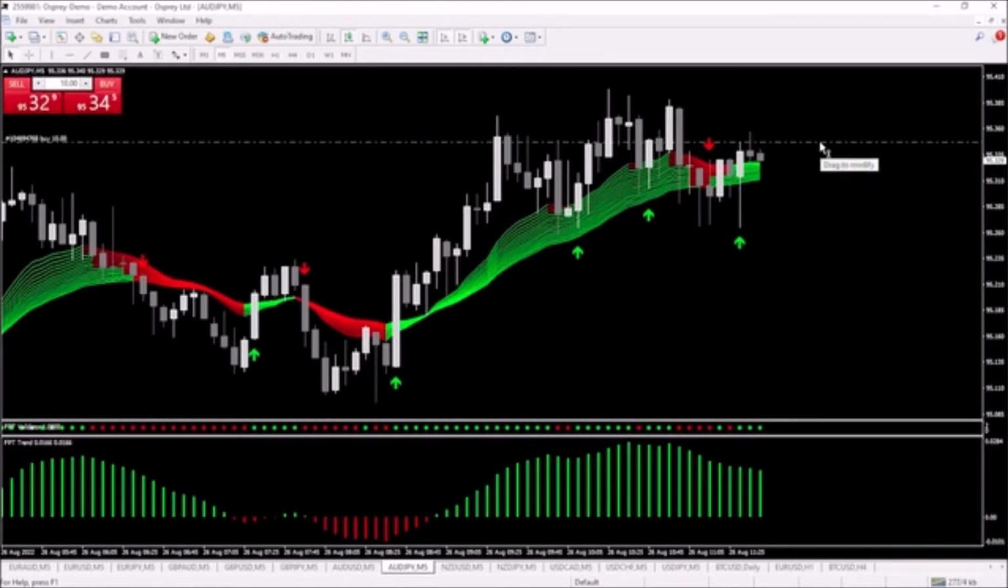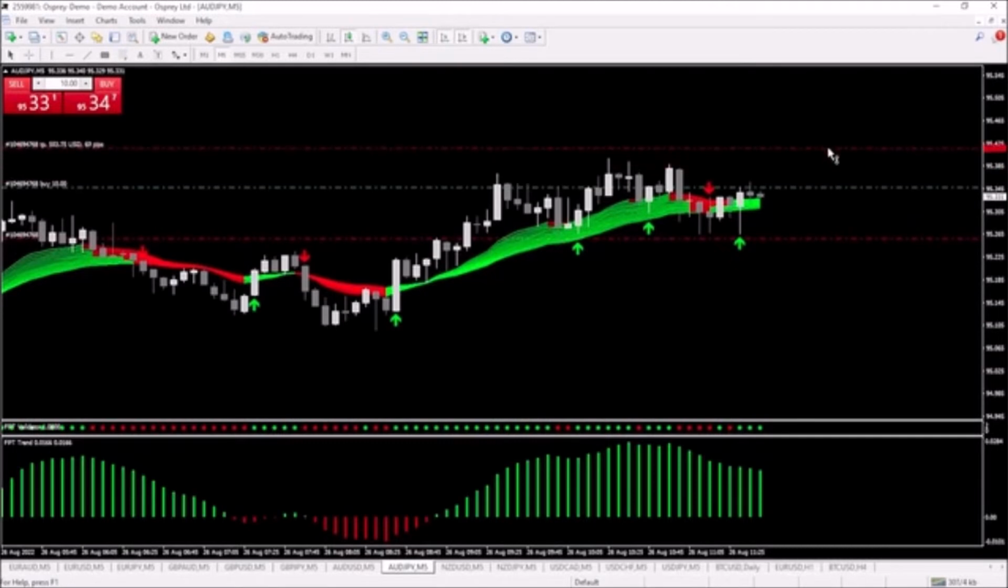So with the trade being set, I'm going to place my stop loss just under this most recent swing low. I'm going to go for a 1-to-1 on this particular trade.